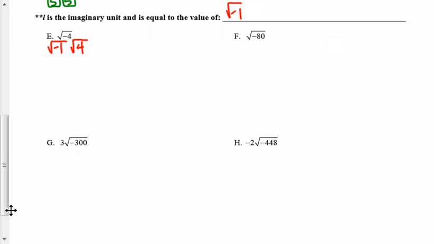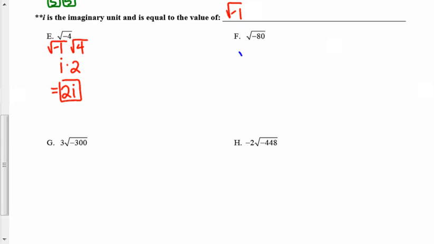And then we're going to use that definition I just gave you. I is the imaginary unit, and it's the same as the square root of negative 1, and we know that the square root of 4 is 2. So the final answer here would be 2i. We're going to have an i in the answer anytime you have a negative under the square root.